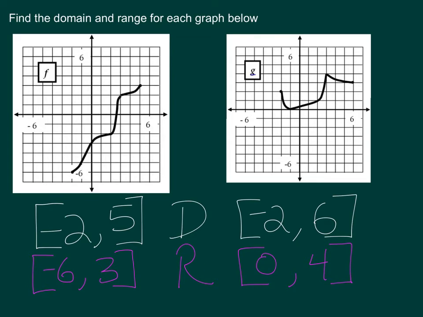And one thing I want you to notice here also is that I'm using square brackets, and that's because on these particular graphs, there are no open circles. So if one of the values that you found had an open circle, there's a chance that you may be using parentheses here instead of square brackets.